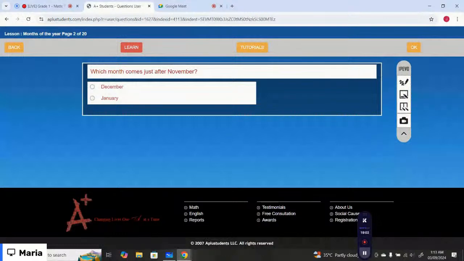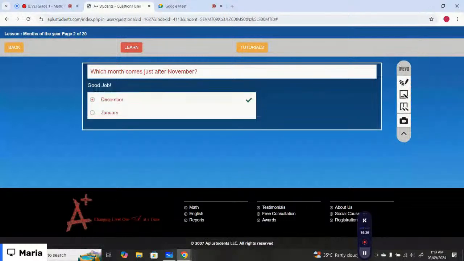Which month comes just after November? So after November it is December it is. After November, that is December. Option number 1 is the correct option.